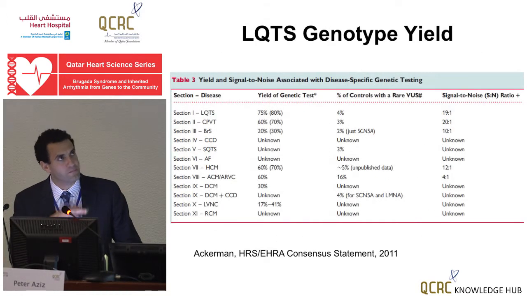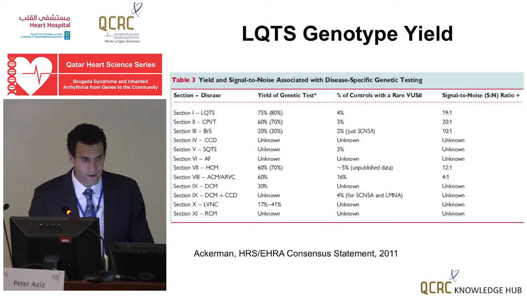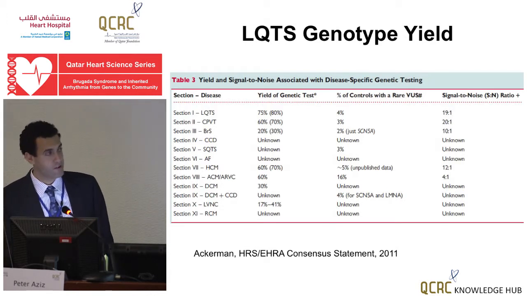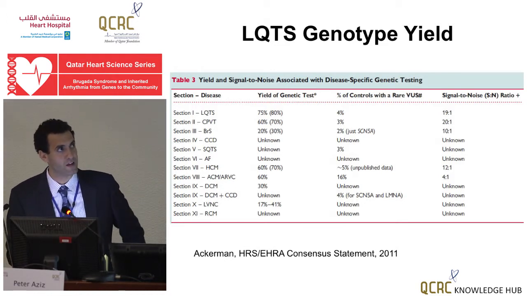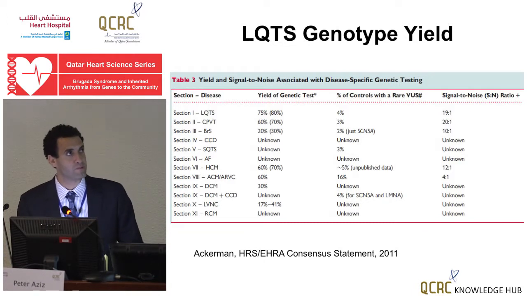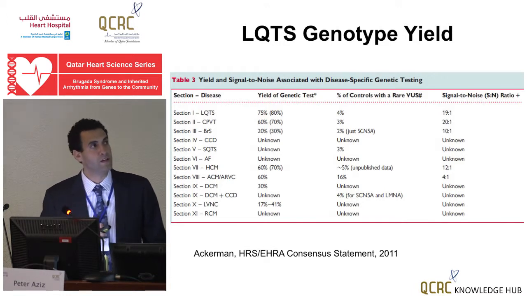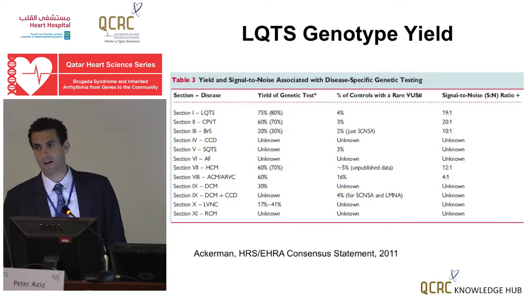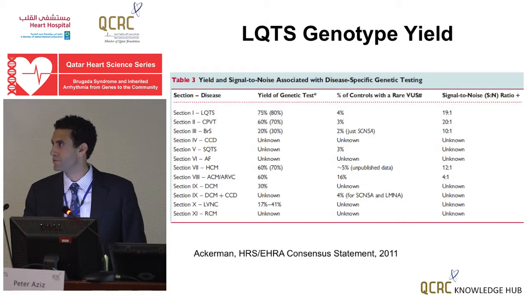So what is the yield of genotype testing? We touched upon this yesterday briefly, but if you examine long QT syndrome as a genetic test, the yield of genetic testing is about 75%, 80%, meaning that if you have a patient that is known phenotypically to have long QT syndrome, you do a genetic test, there's a pretty high probability that that genetic test will be positive. Conversely, if you have somebody with long QT syndrome phenotypically, there's a 20% chance that their genotype is going to be negative. In other words, there's 20% that are elusive genetically.